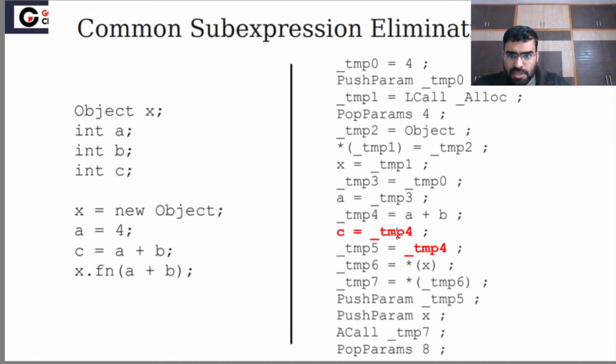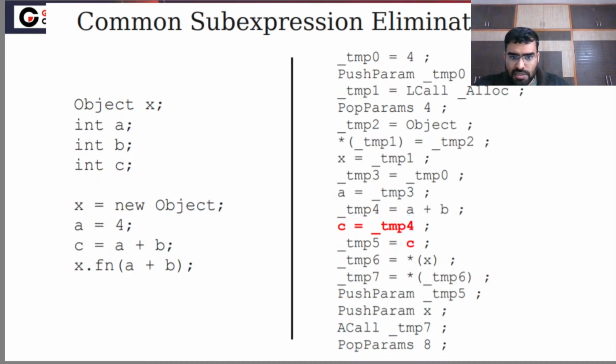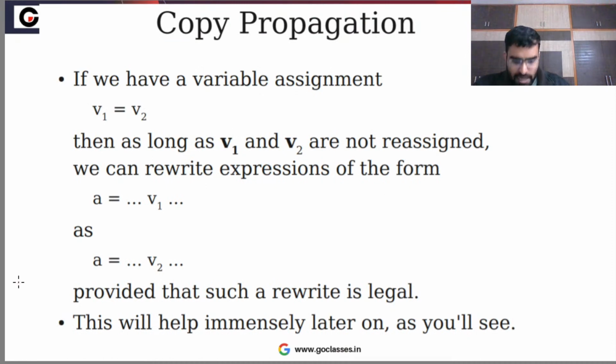Another example: you can notice this temp4 is already stored in C. Here also we have temp4, so in this situation we can replace this temp4 with C. So finally we are going to get this. This is your common subexpression elimination.